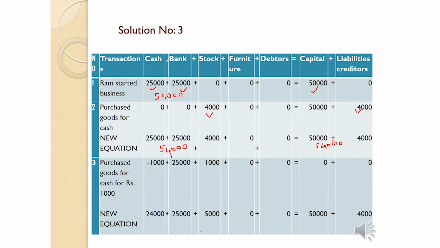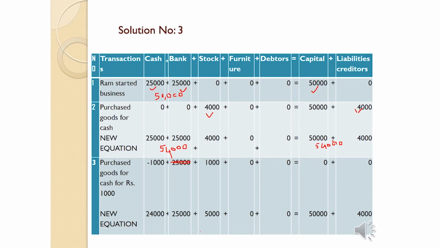So here there is no effect on the total. 25,000 minus 1,000 is 24,000. Already we have 25,000 at the bank. Stock value here already 4,000 plus 1,000 is 5,000. So here capital amount 50,000, creditors 4,000. Here there is no effect on the liabilities.